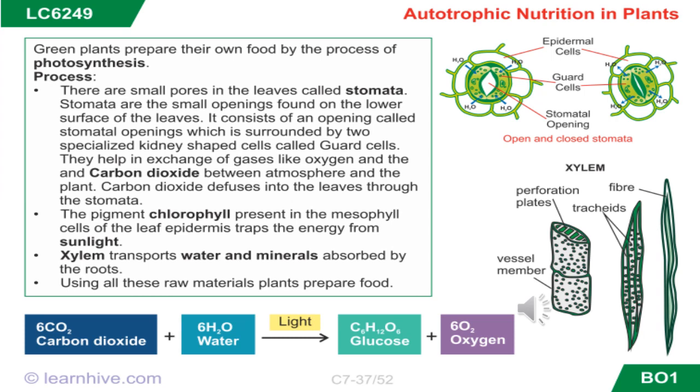The raw materials necessary for this nutrition are carbon dioxide, water, sunlight and chlorophyll. When these react together, you can see the products obtained. The products are glucose and oxygen. Here we can also see the chemical formulas. The chemical formula of carbon dioxide is CO2 and water is H2O. The products are glucose and oxygen. The chemical formula of glucose is C6H12O6 and for oxygen it is O2.